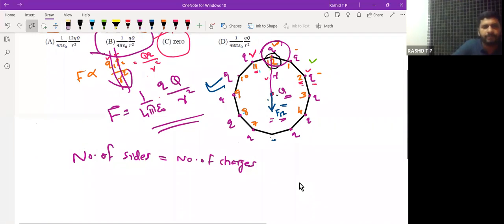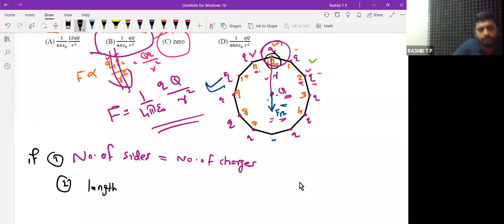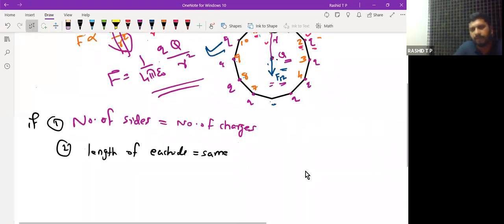Also, for an n-sided polygon, if the number of sides is equal to the number of charges, and the length of each side is the same, there are two conditions. First condition is this one, and second condition, the side length of each side must be the same. Then the net force on a charge placed at the center of that n-sided polygon will be 0.